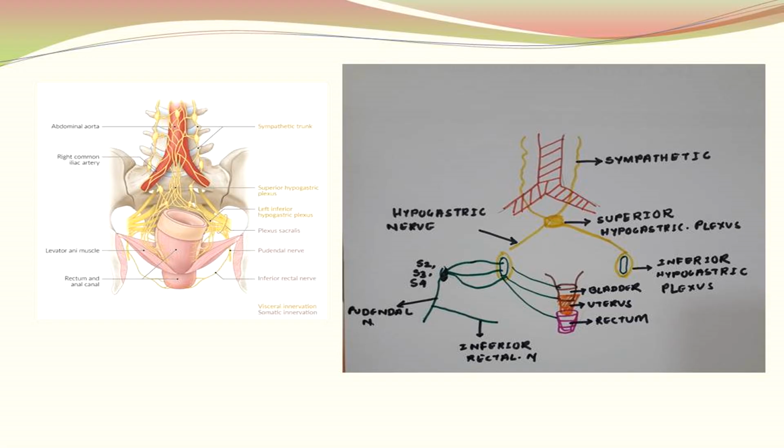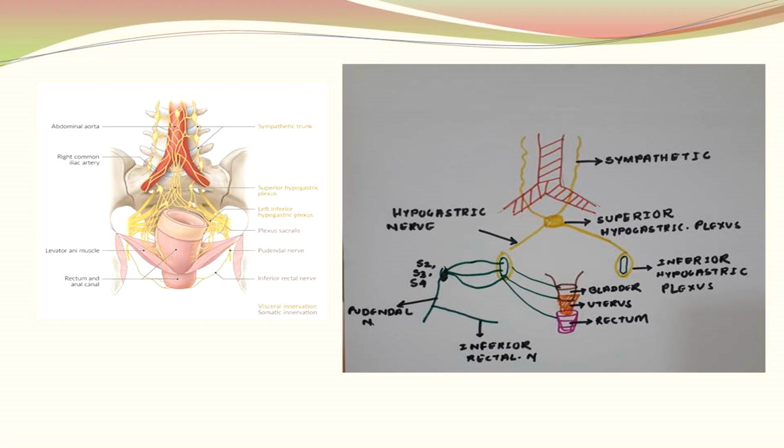Remember, up till here the parasympathetic has not come into the picture. Parasympathetic starts somewhere here, and the origin of the parasympathetic is the S2, S3 and S4 fibers. These are called pelvic nerves. S2, S3, S4 are called pelvic nerves and these are preganglionic parasympathetic fibers. Remember this word, preganglionic parasympathetic fibers, because the ganglion lies here and it is proximal to the ganglion, that's why it is preganglionic parasympathetic plexus or fibers.